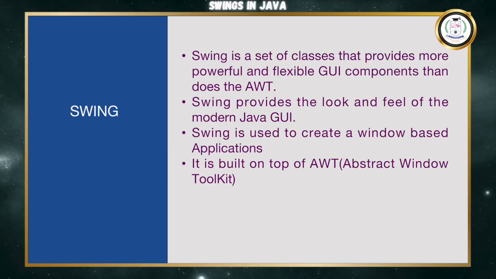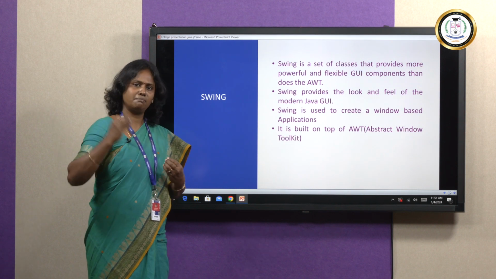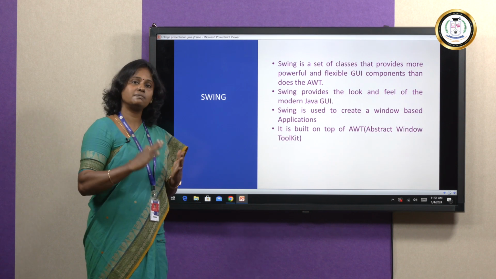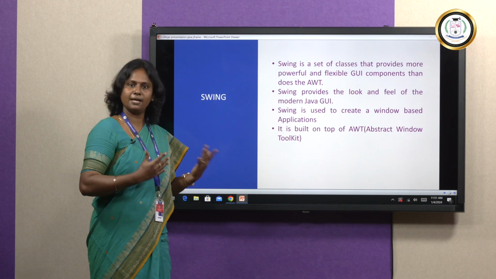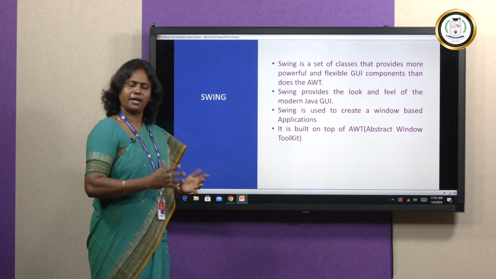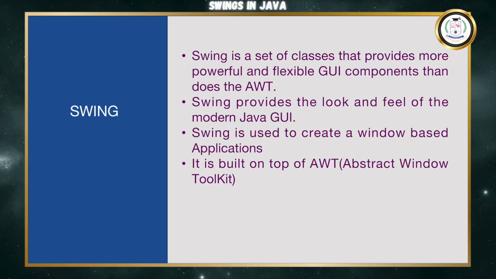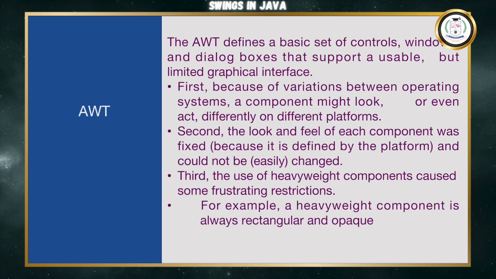Next one is, it is a window based application. So what is the meaning of the window? A window has minimize, maximize and close, and we can perform whatever operations we want, like Microsoft Windows, like a PPT, like a drawing toolbar. Anything called software, we can do with the window. Next one is, it is built on top of AWT. So next one is AWT.